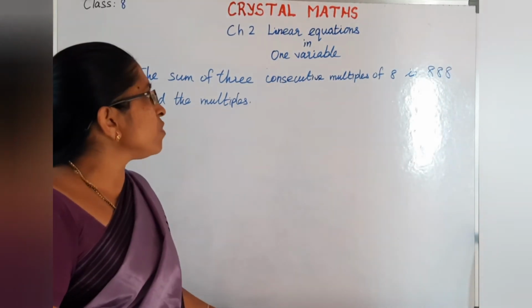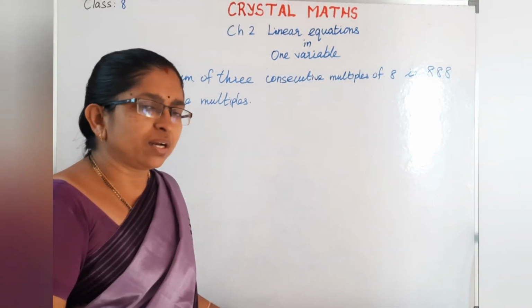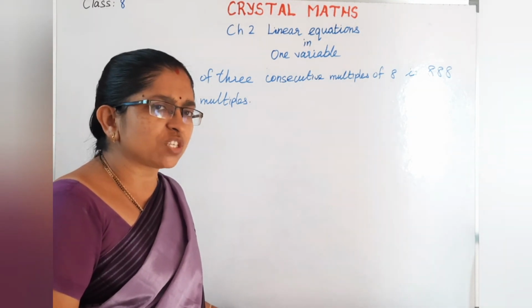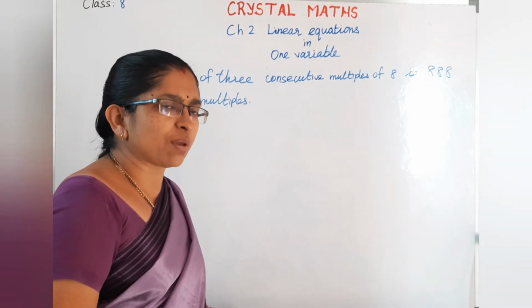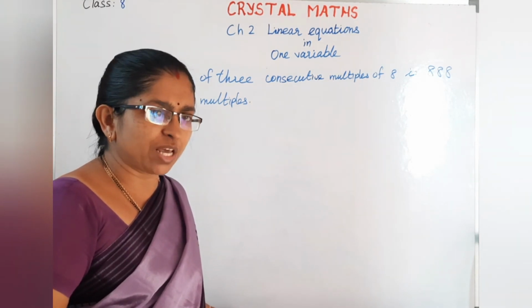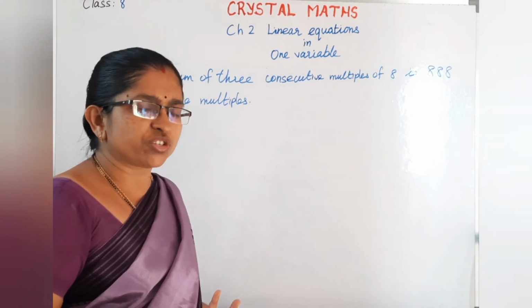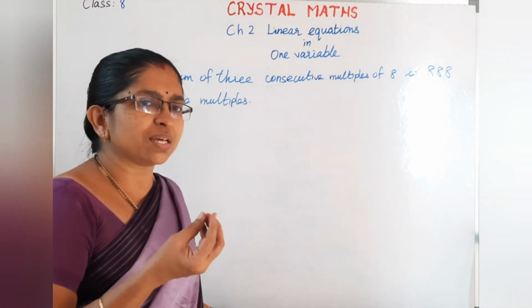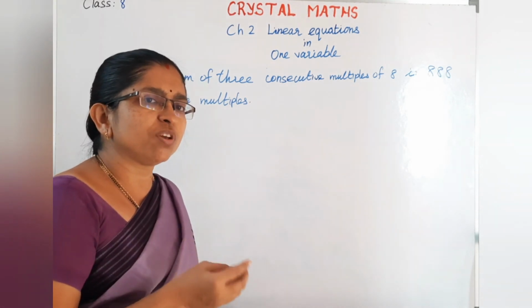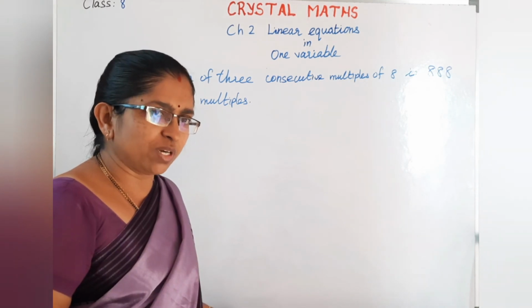It's given that the sum of three consecutive multiples of 8 is 888. This can be done with various methods, but I am going to say a very simple one. Multiples of 8, just remember the multiplication table of 8. What is the difference between the numbers? It's just 8, right? Suppose you take that number 40. What is the previous number? We will subtract 8 from there. What is the next number? We will add 8 to the 40.